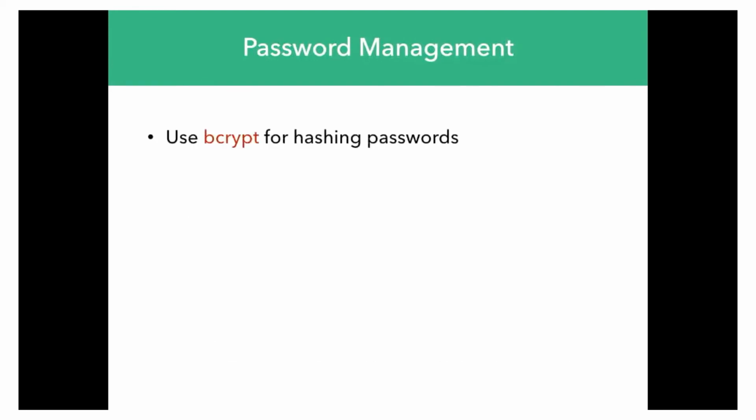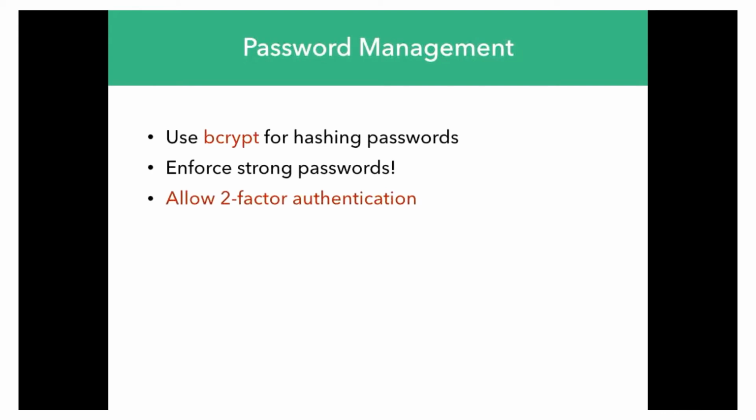So use bcrypt. Bcrypt is the standard hashing algorithm. It's developed and approved by cryptographers. It's open source. And for strong passwords too. And also, please, we're in 2016. Let people use two-factor auth. I mean, why would we not be doing that?